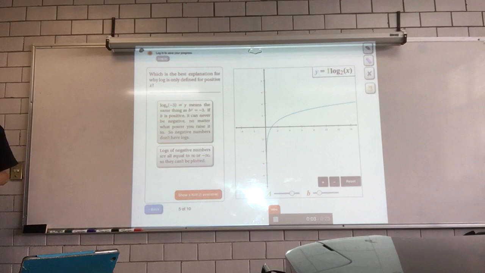Great. So now if you play with these sliders, a and b, you'll see something a little unusual, which is that logarithms are always defined for positive x, so you'll always see the function defined for positive x, but you won't see any curve over here when x is less than 0. So why aren't logarithms defined for x less than 0?